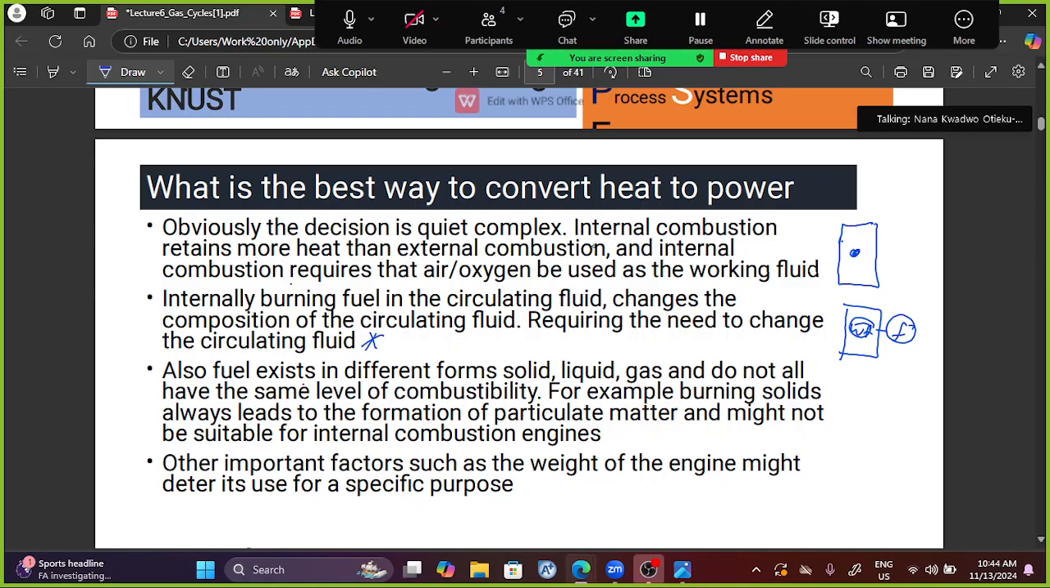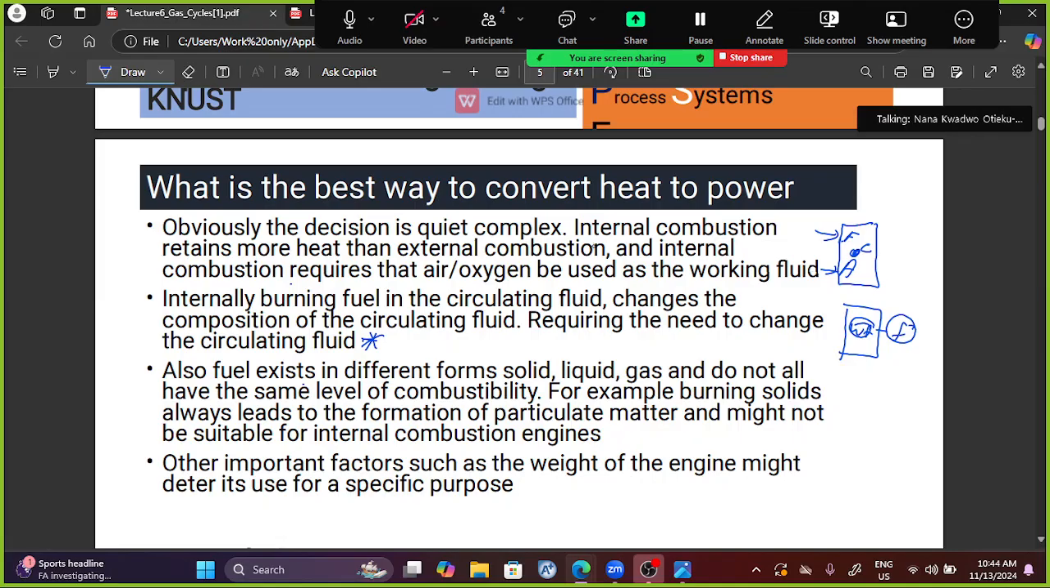So that's what this point is just trying to say, right? If it's an internal system, I have my fuel here, I have my air here, they react and form something else, let's say carbon dioxide or whatever it is. And it's not carbon dioxide that I'm interested in. So at a point I'll need to feed in more fuel and more air. Unlike the external case, where whatever fluid is inside, I can keep it inside for a very long time, right? So those are the advantages and disadvantages we see.